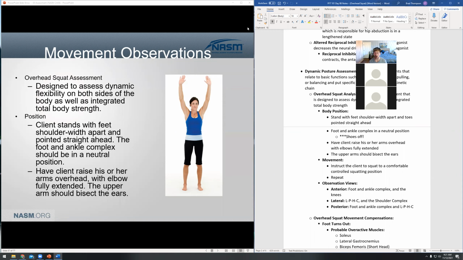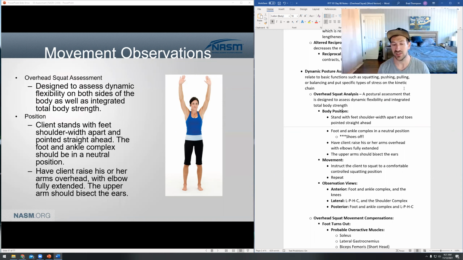But in the overhead squat, we are purposefully doing it with toes pointed straight forward, because under a body weight situation, they should be able to move through that range of motion. We notice that their feet really want to turn out. That's going to be a big one.